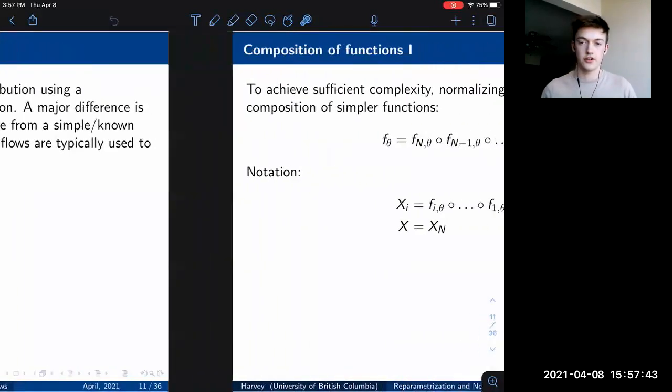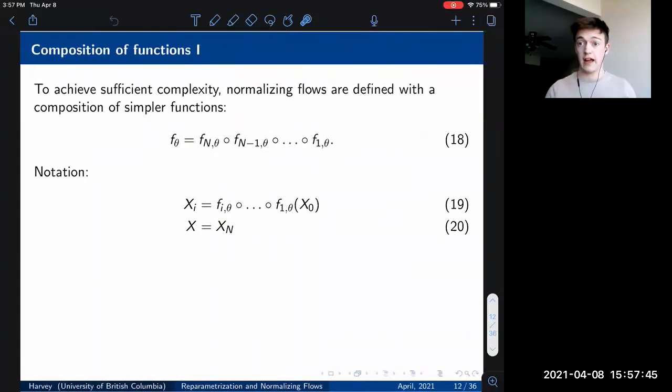Now we'll talk a bit about how we actually define this function f theta for normalizing flows. The way they do it is using a composition of simpler functions. So f theta is just a composition of a series of n functions, which we're going to call f1 theta up to fn theta.